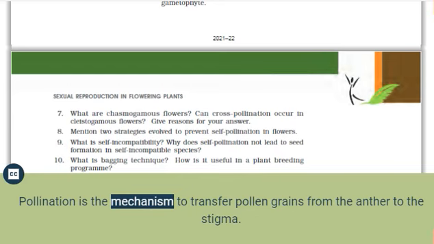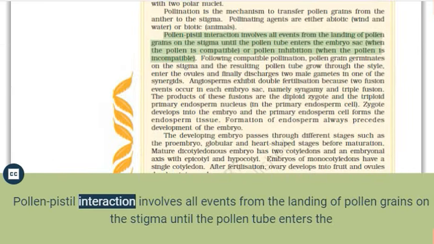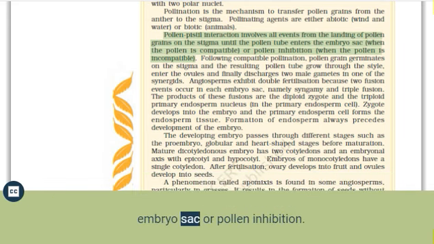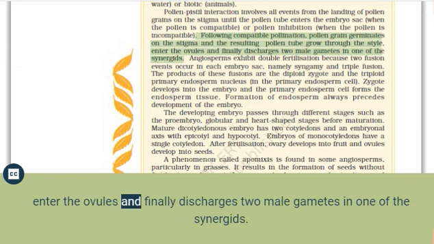Pollination is the mechanism to transfer pollen grains from the anther to the stigma. Pollinating agents are either abiotic or biotic. Pollen-pistil interaction involves all events from the landing of pollen grains on the stigma until the pollen tube enters the embryo sac, or pollen inhibition. Following compatible pollination, pollen grain germinates on the stigma and the resulting pollen tube grows through the style, enters the ovules and finally discharges 2 male gametes in one of the synergids.